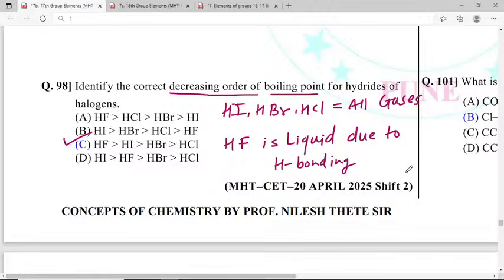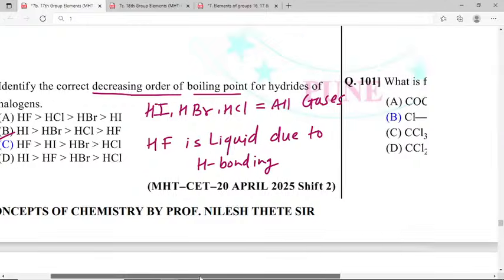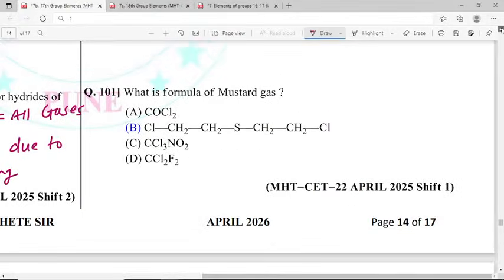Okay, please mention question number 98. The highest boiling point is HF. Why HF? Because of hydrogen bonding. Highest electronegativity, hydrogen bonding.